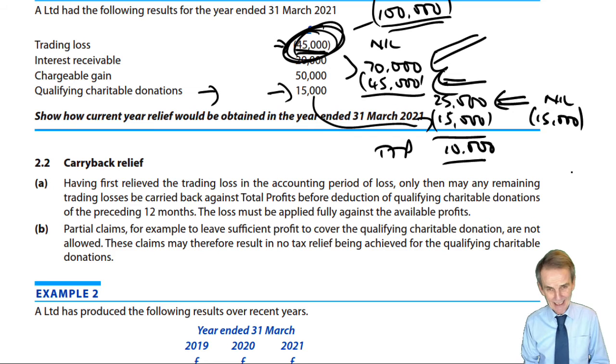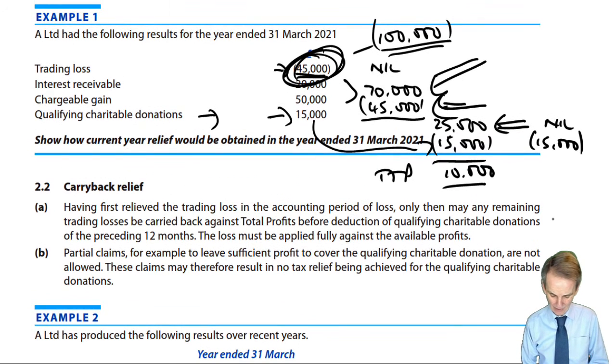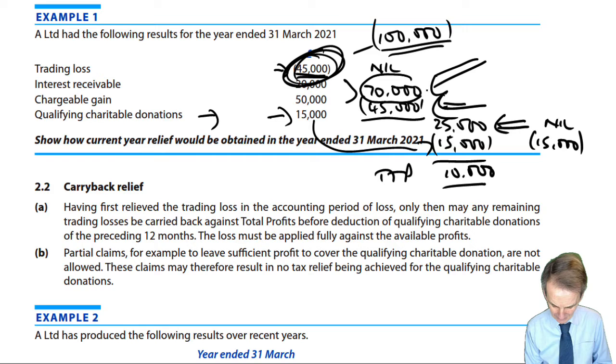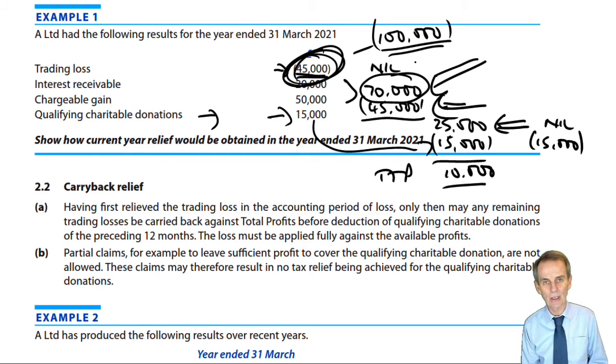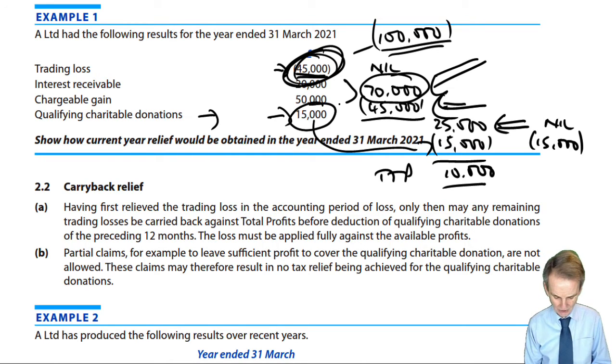So that's current period. With the loss as it was of 45,000, it was all used in the current period and there was no wastage of the donations paid. If we had £100,000 of loss, then the current period claim would have to be against the full total profits of 70. That would leave 30,000 left over. That 30,000 would be available for carry back. But in so making that current period claim, we would have wasted the deduction of those donations.